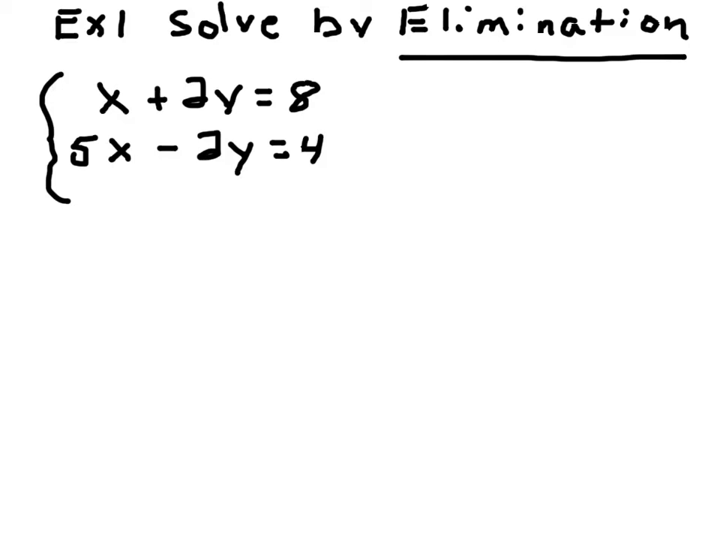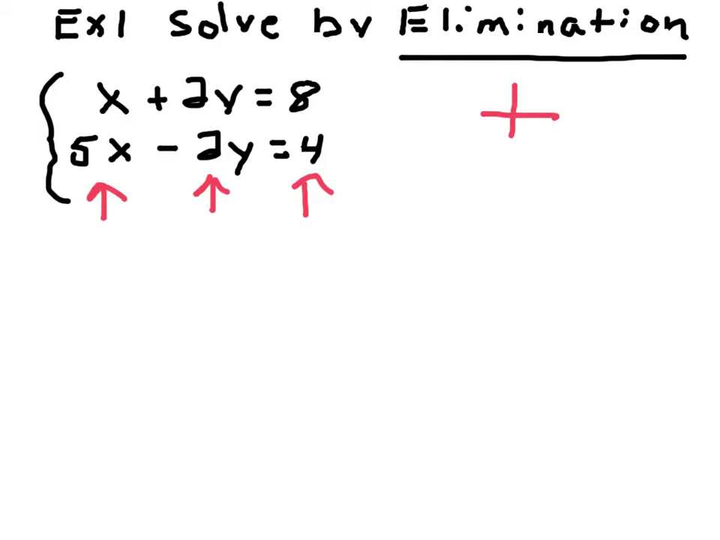So notice here on the left I have columns of x, and I'm going to use the marker here. If I move straight up and down, I have an x column. Here, if I move straight up and down, I have a y column. And finally over here, I just have what we call constants, or just numbers. Now when we use elimination, we add the columns.